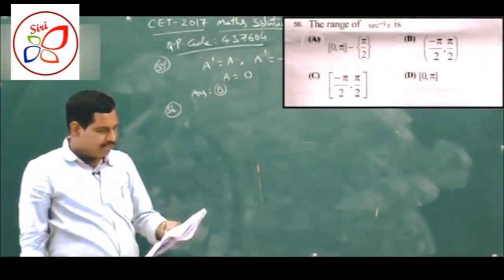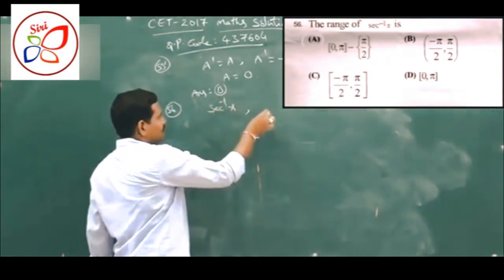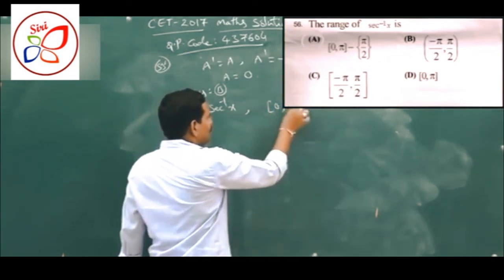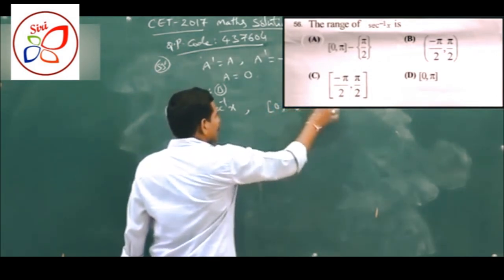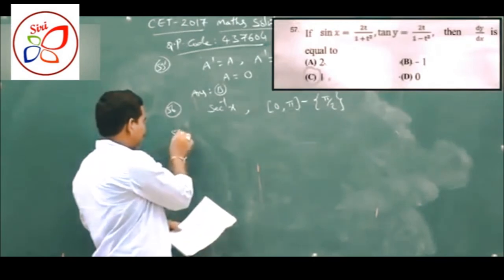56. The range of secant inverse x. Direct question. 0 to pi other than pi by 2.